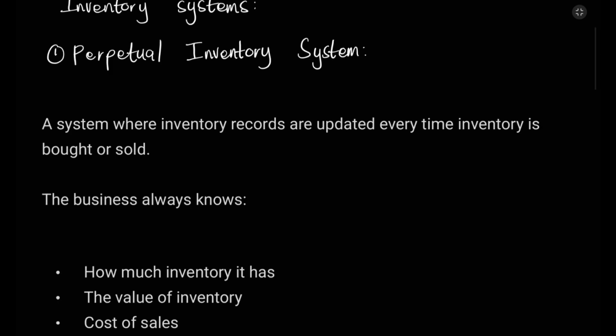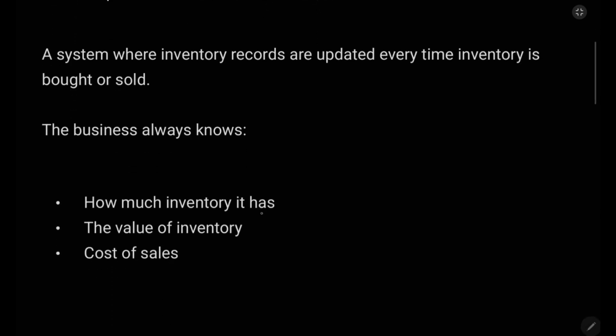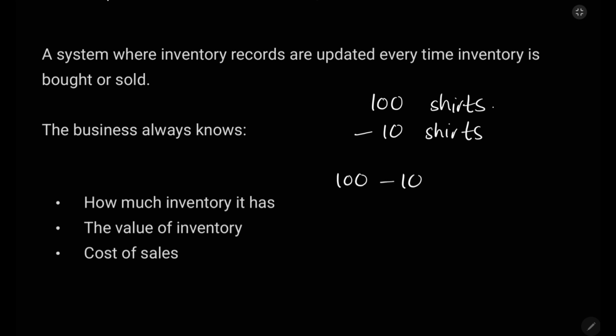So the perpetual inventory system is basically a system where inventory records are updated every time inventory is bought or sold. So a business always knows how much inventory it has, the value of inventory, as well as the cost of sales. So how does the perpetual inventory work? For example, if a store has, let's say, 100 shirts and it sells 10 shirts, okay, the reason I subtracted 10 is because they sold them, therefore they are losing some of their shirts. So to calculate this, we'll say 100 minus 10, that means there are 90 shirts that are remaining.